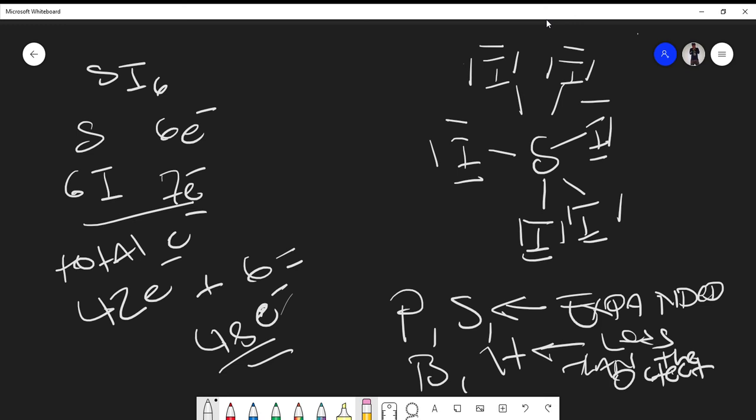Again, remember, this is just pure Lewis structures. We're not looking at electron geometry or molecular geometry at this point. We're going to do that in a separate video.